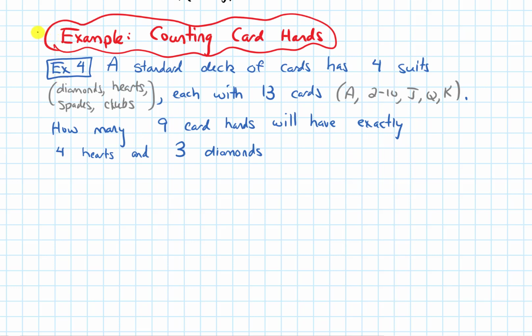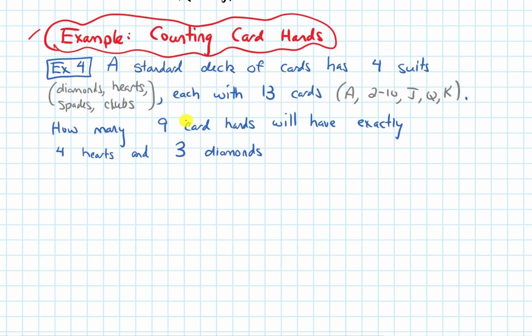In this video, we will do an example where we count the number of card hands with a certain property. So the example says that a standard deck of cards has 4 suits, diamonds, hearts, spades, and clubs, each with 13 cards. So each of them has an A, which stands for ace, the integers 2 through 10, so they have 2, 3, 4, all the way up until 10, and then 3 other cards called a jack, a queen, and a king, which I'm labeling as J, Q, and K.